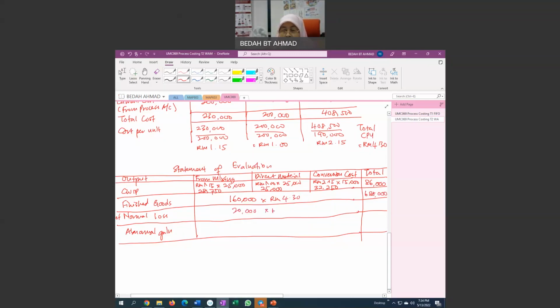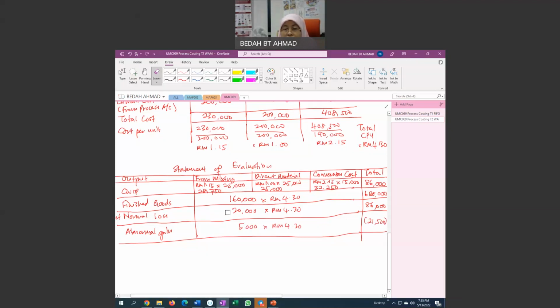For the normal loss, just now it is 20,000, multiplied by RM4.3. So coincidentally, it is similar to the value of closing work in progress. And for the abnormal gain, it is 5,000 multiplied by RM4.3. So it is 21,500.